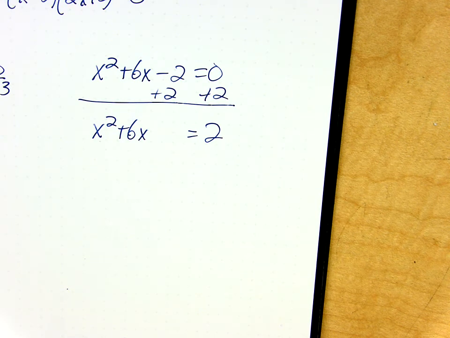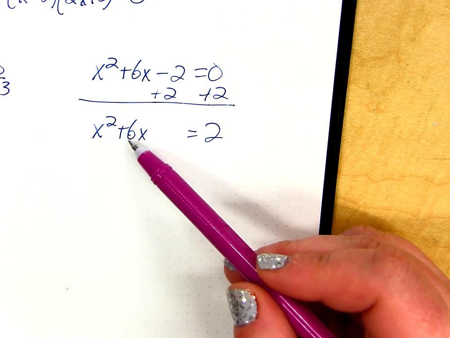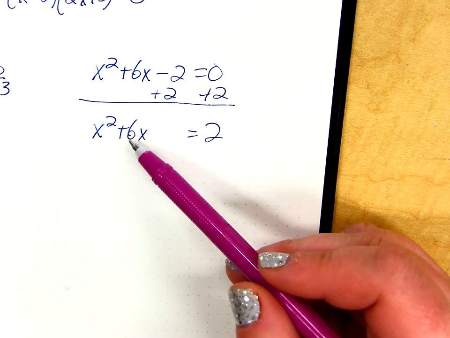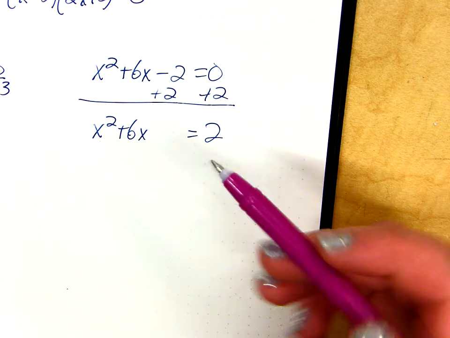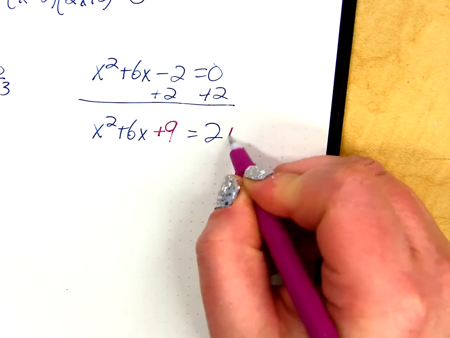Okay, well, it'd be crazy for us to just guess this value, but luckily there's a pattern. You want to take half of b and square that number. So half of 6 is 3, right? And then 3 squared is 9. So that tells you the magic number that you must add to both sides.